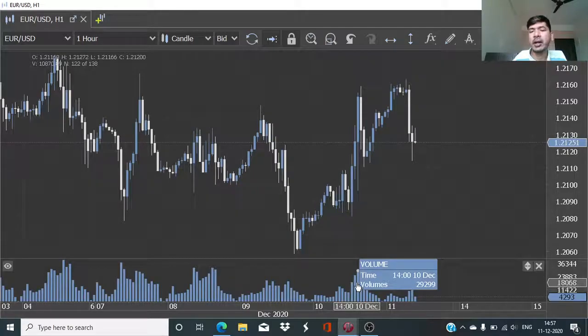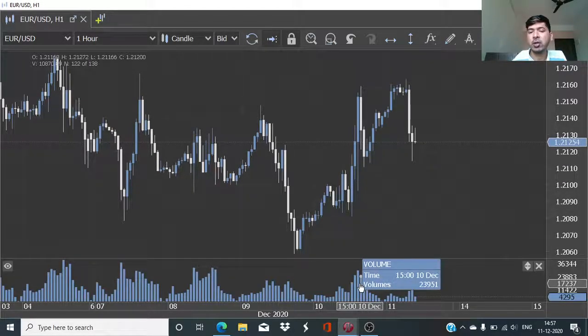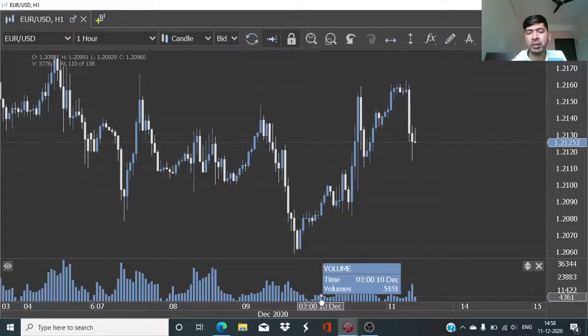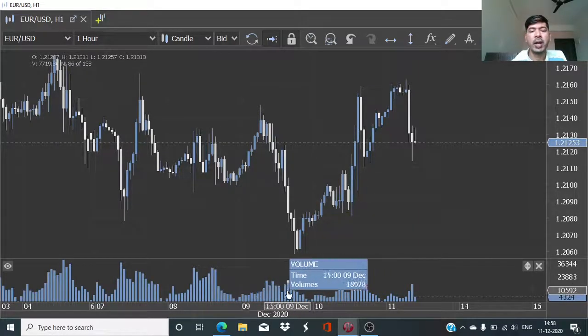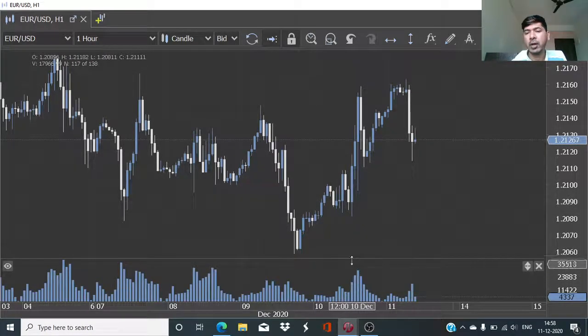Here you will see that this was the time when we had a monetary policy announcement coming in from the ECB and then the press conference. And as you can see, the volume was pretty high compared to the prior sessions. Here we have this plotted volume data, and as you can observe, after this monetary policy announcement was made, the volume shot up, and at the same time, the price also shot up.